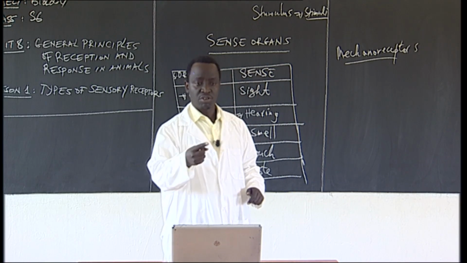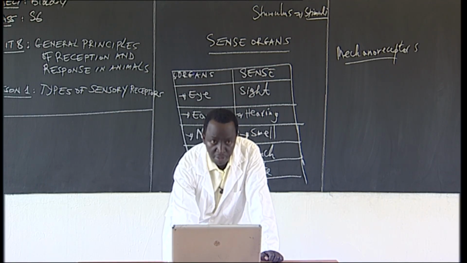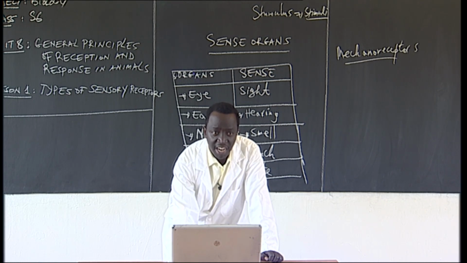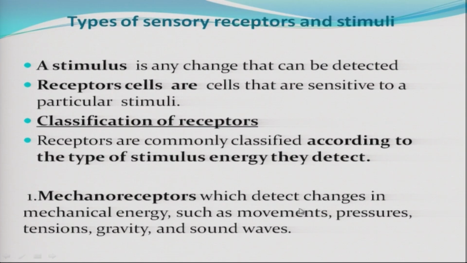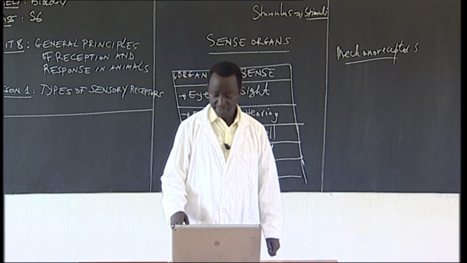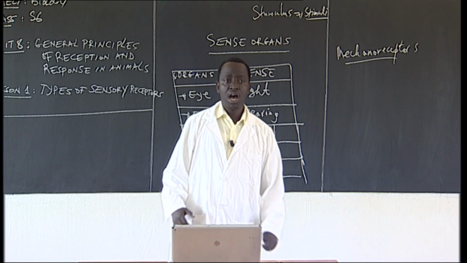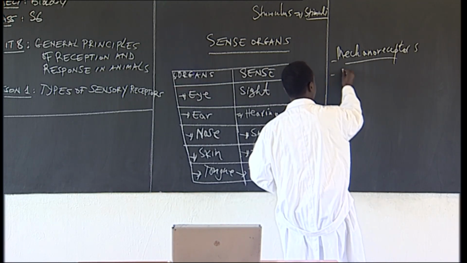So as you can see, mechanoreceptors are receptors that detect changes in mechanical energy, such as movements, pressure, tensions, gravity, and sound waves. Those mechanoreceptors are found in the skin. Are you getting what mechanoreceptors are? Nice. Now we have what you call chemoreceptors, the second type.